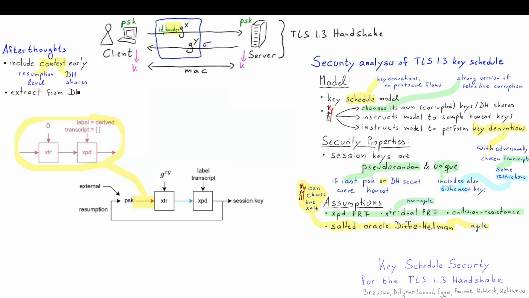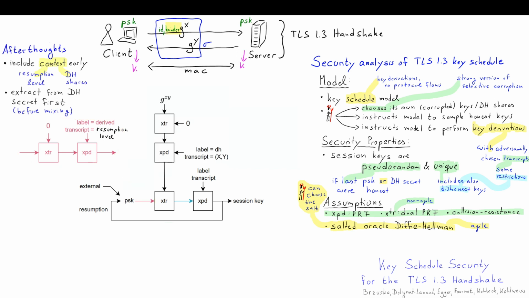Secondly, it would be a good idea to extract from the Diffie-Hellman secret first before mixing it with other secrets. Including the resumption level explicitly early on in the PSK derivation prevents collision attacks between resumption PSKs and external PSKs more directly than currently done in TLS.